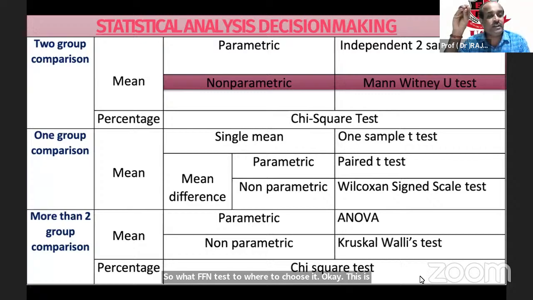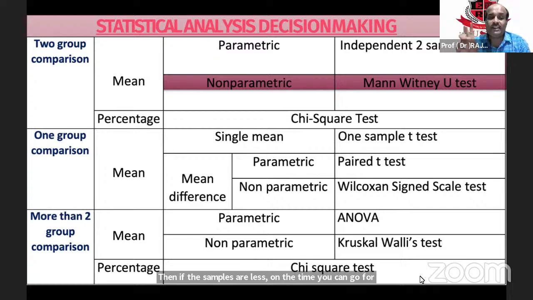If you want to compare two groups when you know the mean, you can go for a parametric independent two-sample test. If the samples are fewer, non-parametric, like the Mann-Whitney U test. If you want to go for a percentage, you can go for a chi-square test. If you want to compare one group, a single mean, to find mean differences, you can go for a parametric paired t-test or one-sample t-test. Then if the samples are fewer, you can go for the Wilcoxon signed rank test.